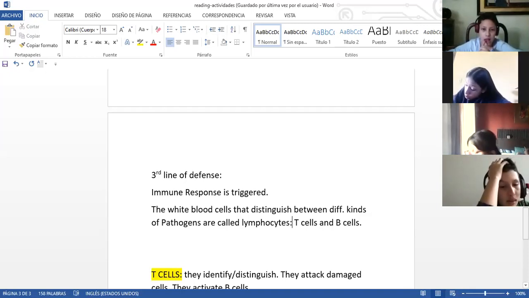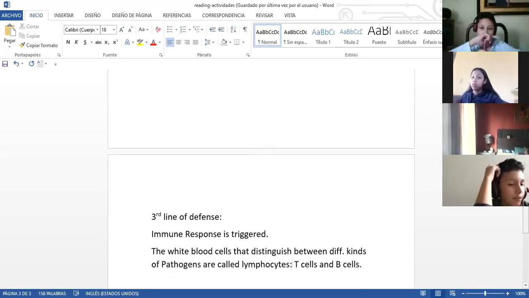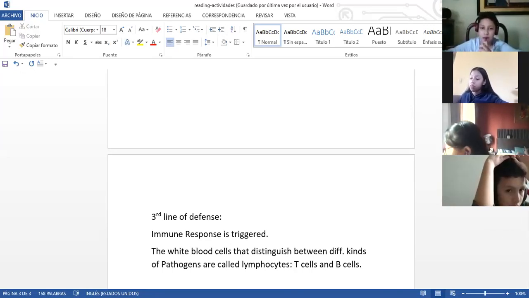Now, may I read, mister? Okay, we got two types of cells, right? The lymphocytes. One is going to be called T cells and the other B cells. Let's read and let's discover what the T cells do. But just give me a moment, okay? I need to connect my computer. Just give me a second, Camila. I need to go and find my charger.